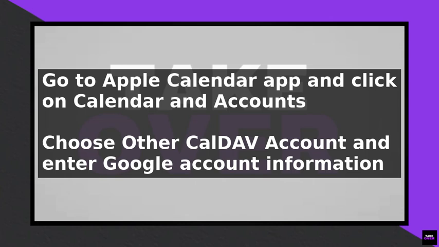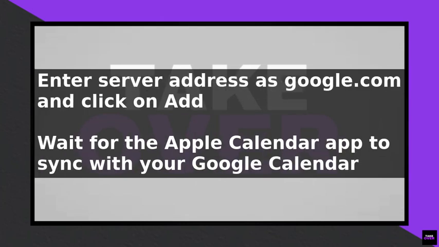To ensure that the sync is working properly, go back to the Google Calendar website and create a new event. Then, go back to the Apple Calendar app and refresh the calendar. The new event should appear in the Apple Calendar app. This confirms that the sync is working correctly.